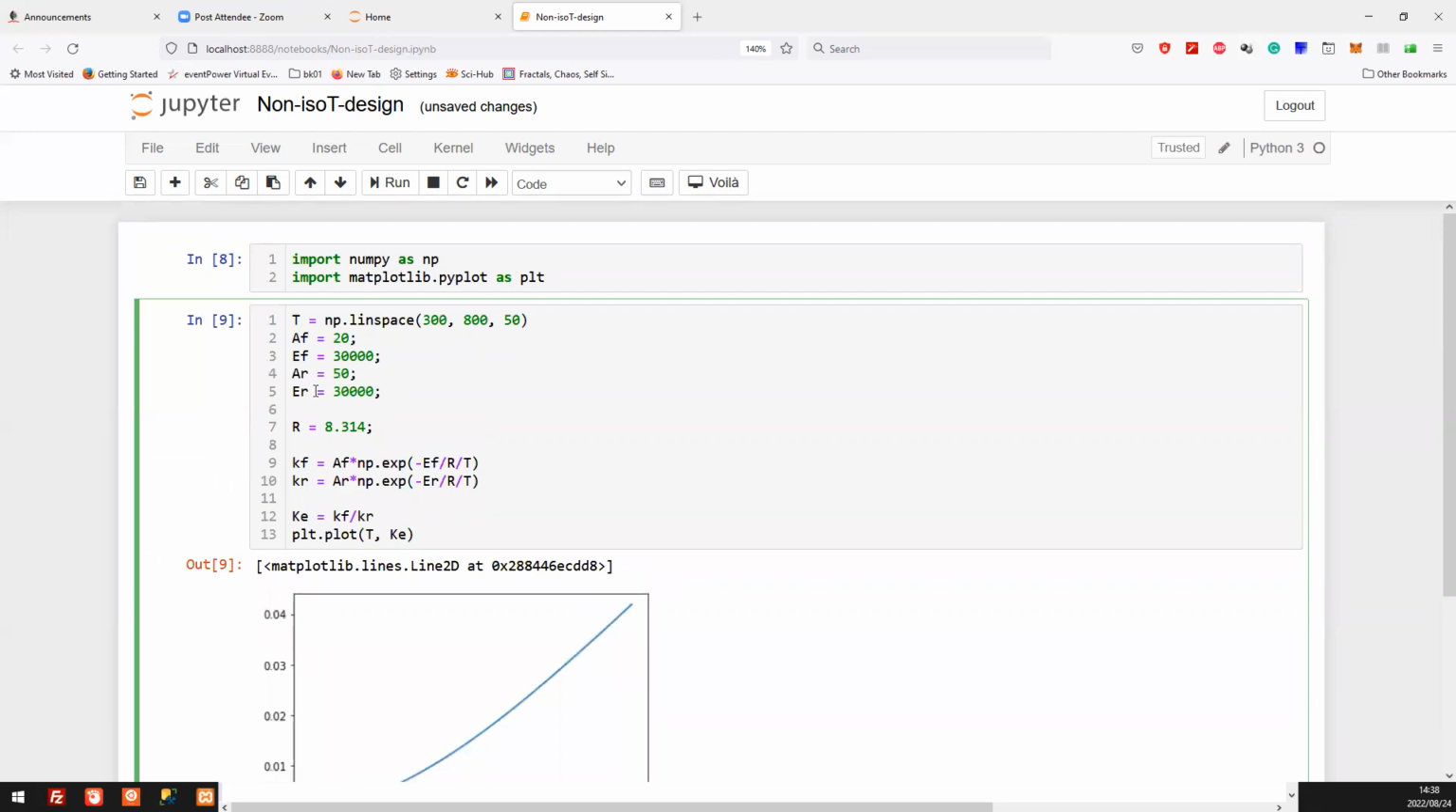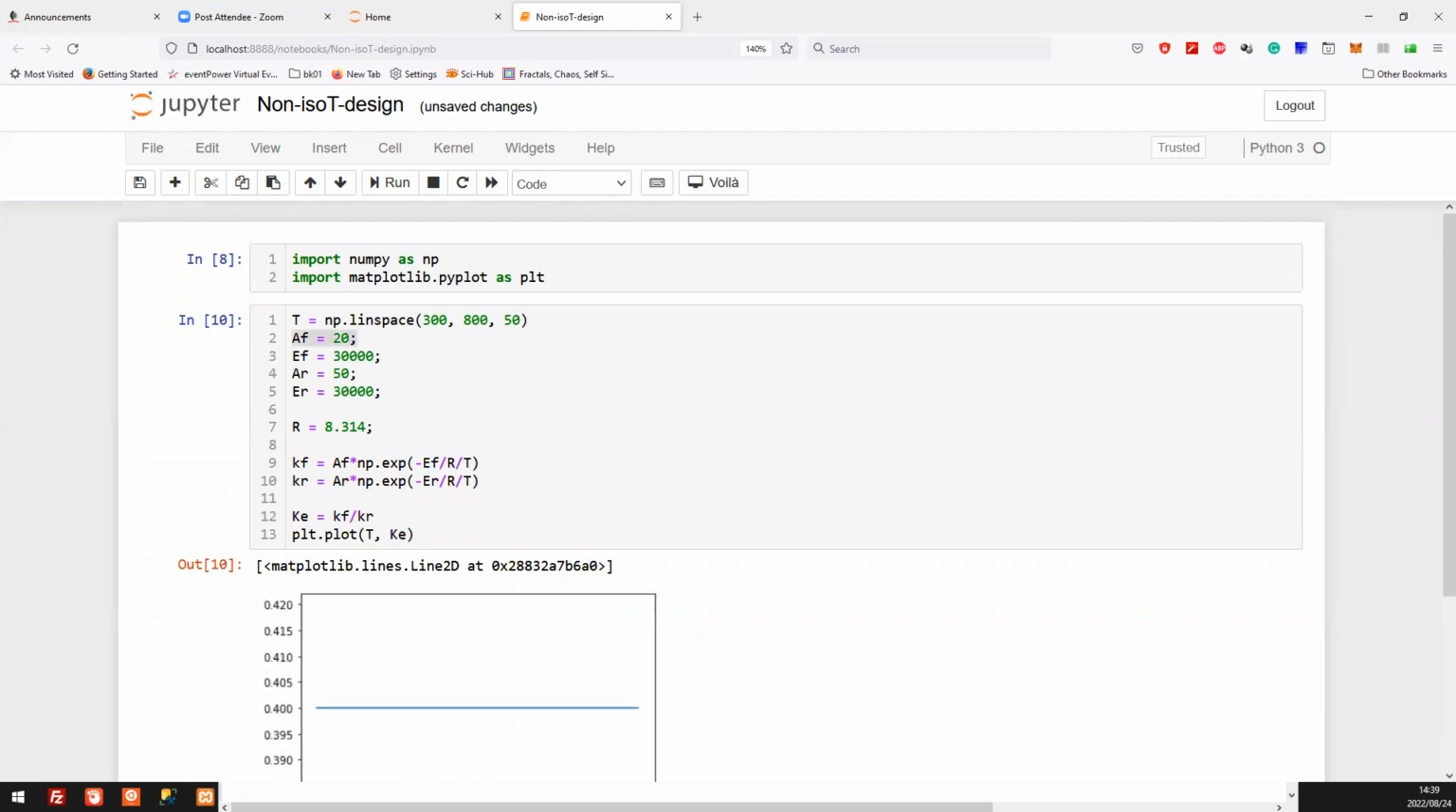So if we change ER to 30,000, now the reverse reaction is higher than the forward reaction. I guess here, if your E's are equal, then when you subtract those two, you'll get a 0, so KE won't be a function of temperature anymore. But it is. Okay, that's fine. So maybe let's keep these the same and make the reverse rate higher.